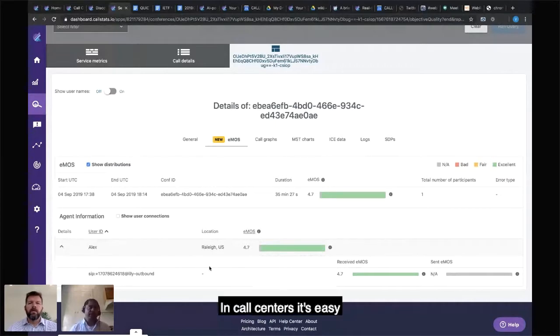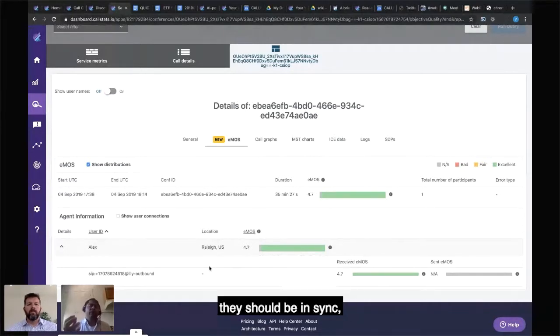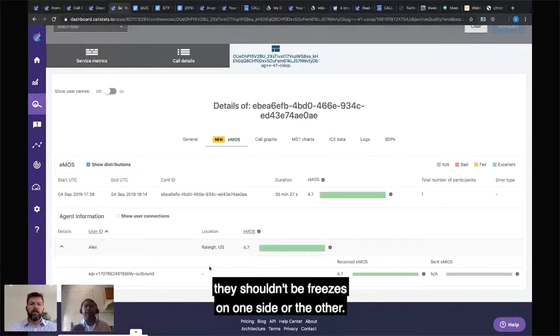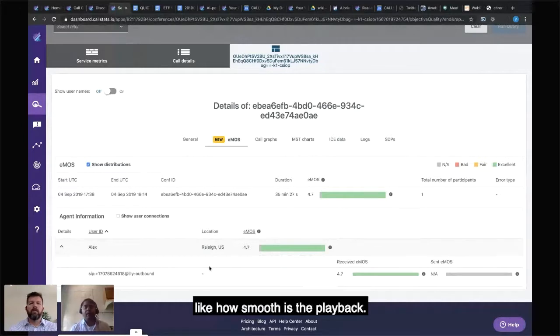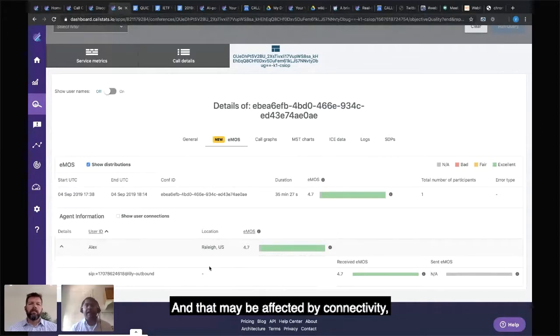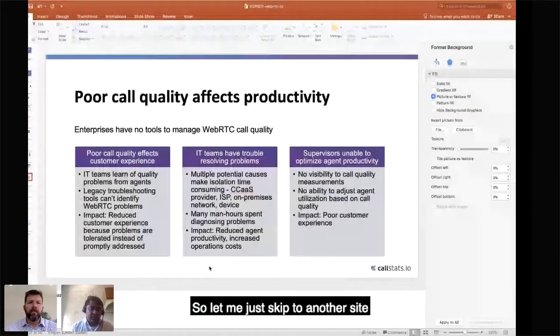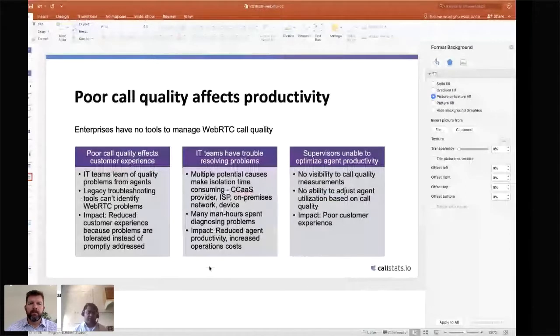And in call centers, it's easy because we're just talking about audio. But in audio and video calls, we take a lot of timeliness into account, because if you're speaking and looking at the video, they should be in sync. There shouldn't be freezes on one side or the other. So we take a lot of these playback metrics into account, like how smooth is the playback, right? And that may be affected by connectivity, packet loss, and so on and so forth. So let me just skip to another slide while you bring up the next question.